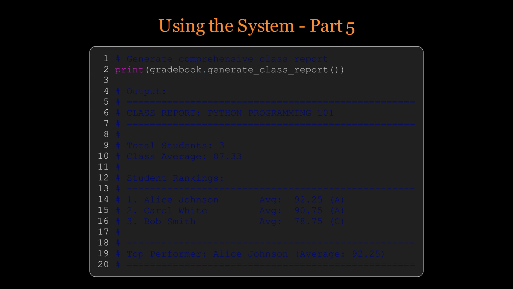Then it lists all students ranked by performance. Alice first with 92.25 and an A. Carol second with 90.75 and an A. And Bob third with 78.75 and a C. Finally, it highlights Alice as the top performer with a star emoji.